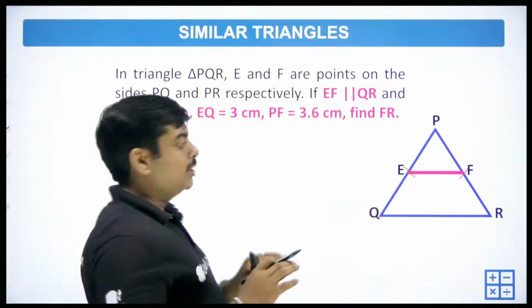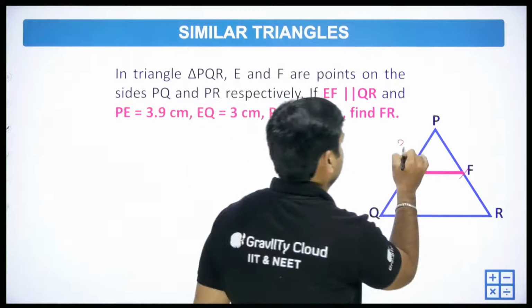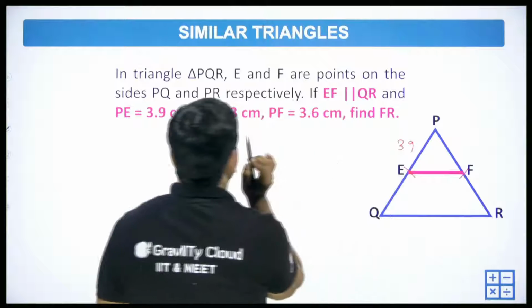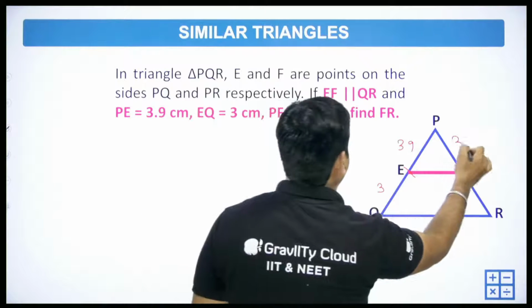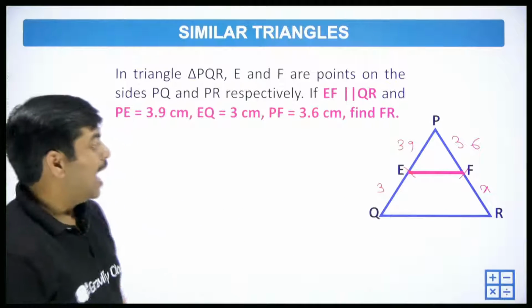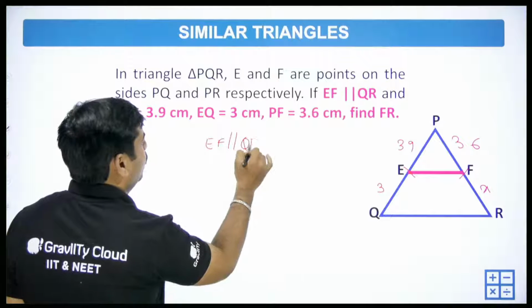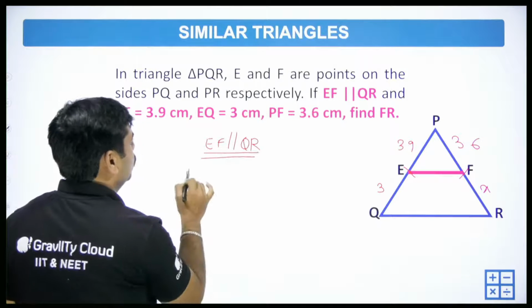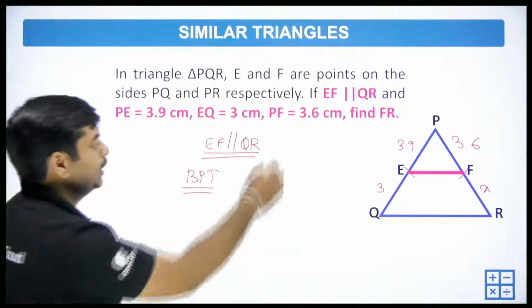What else information is given to us? PE is given as 3.9 centimeters. EQ is equal to 3 centimeters. PF is given as 3.6 centimeters. And we need to find FR. As it is given EF parallel to QR, we can directly apply the basic proportionality theorem. So what is the basic proportionality theorem here?